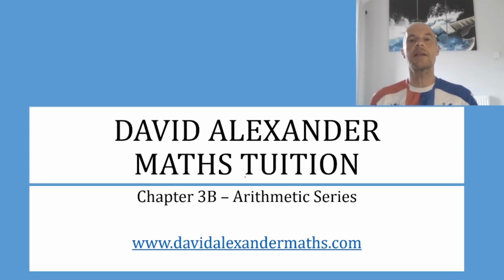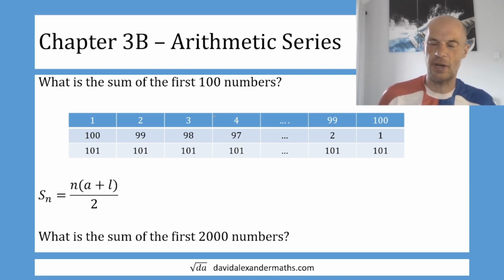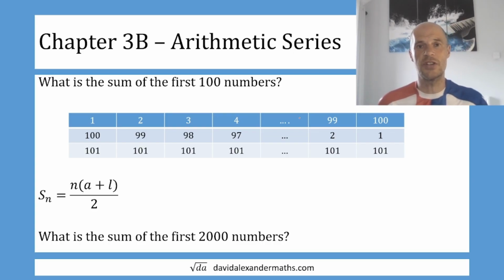This is chapter 3b on arithmetic series. Okay, so if I asked you what is the sum of the first 100 numbers, I imagine unless you're in a very small percentage of the population, you probably just grab your calculator and go 1 plus 2 plus 3 plus 4 plus 5 plus 6 plus 7, etc. all the way up to 100. Well, that's certainly what I would do.